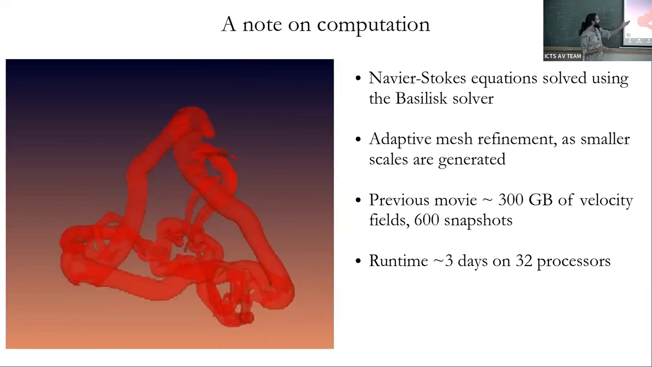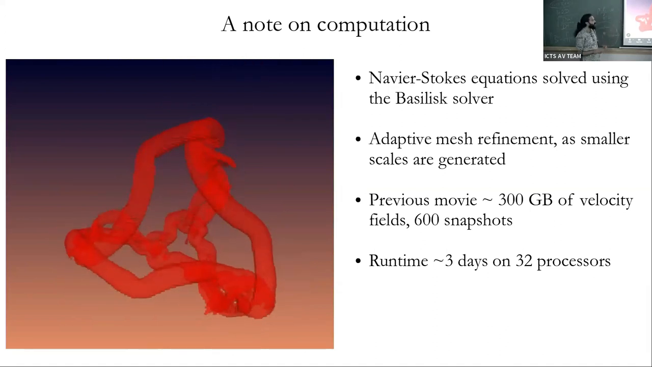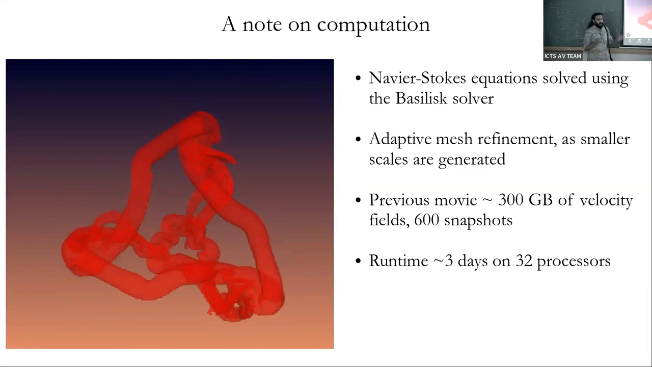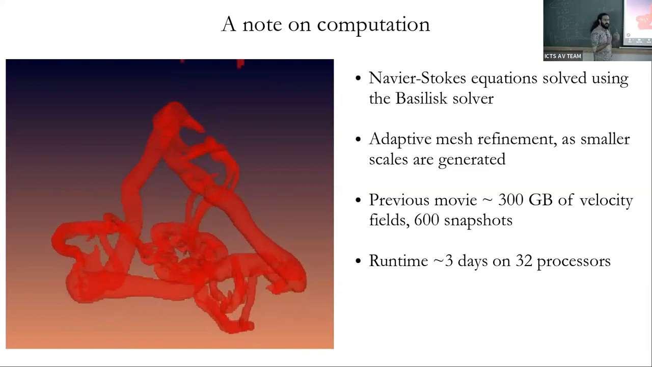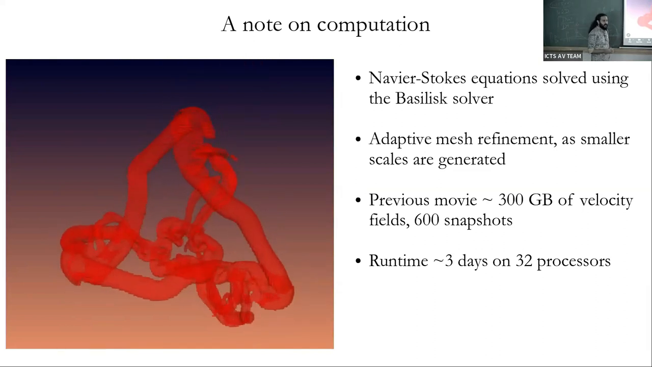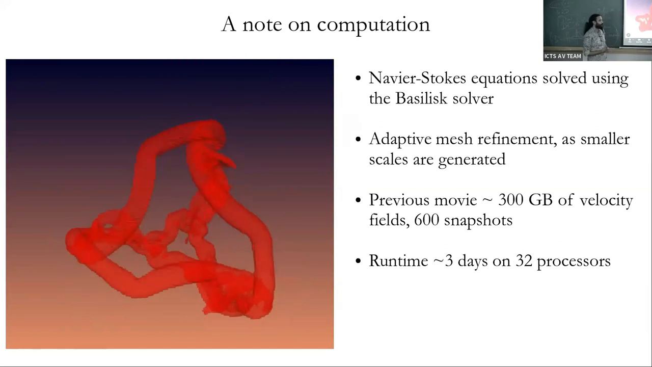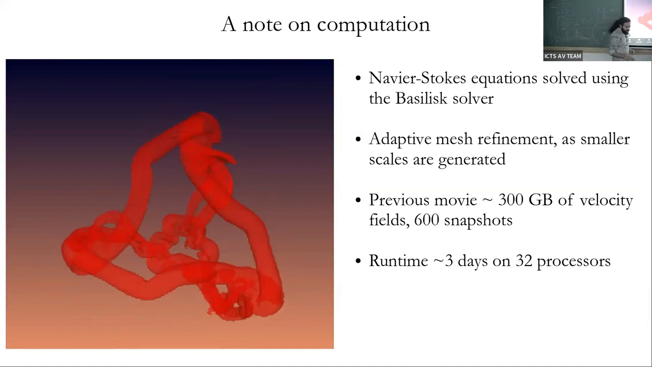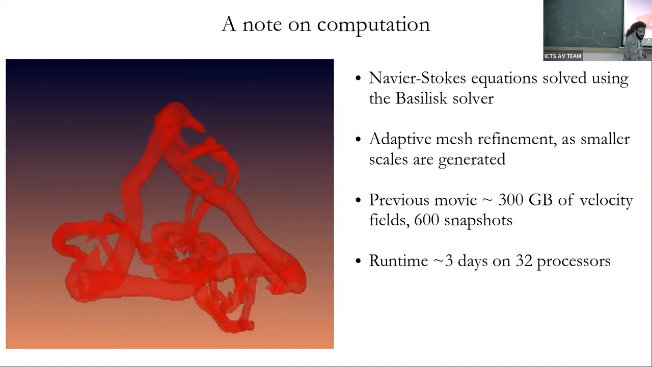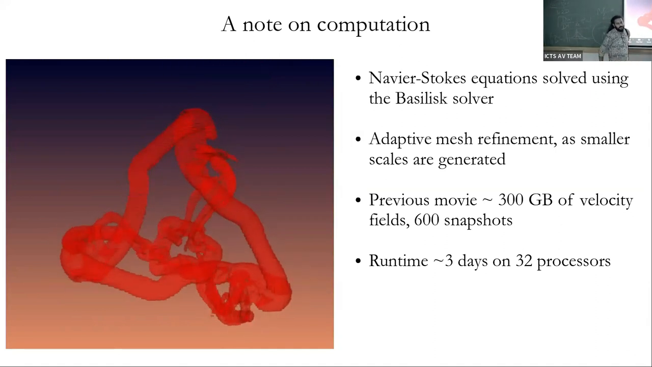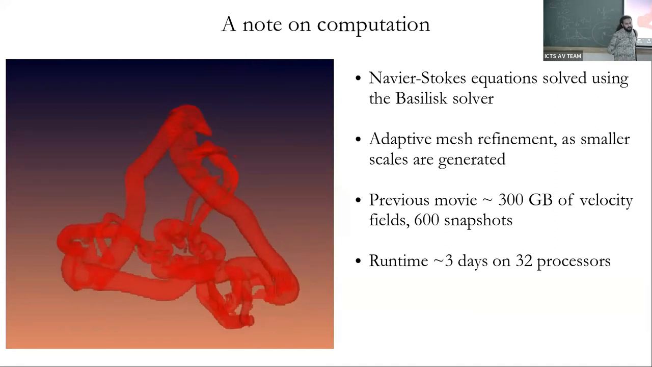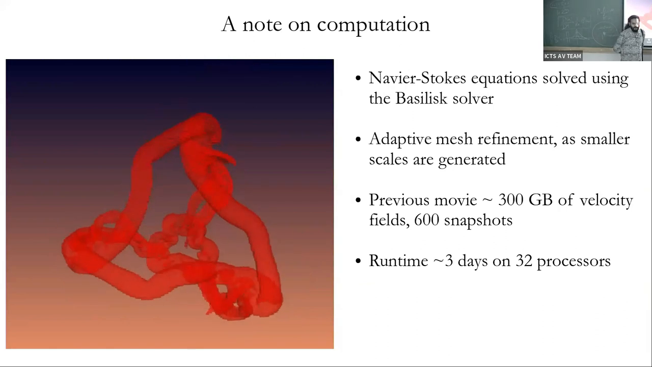To give you a sense of how much data this is, this movie alone would be around 300 GB of data. It takes 3 days to run on, say, 32 processors. So these simulations can get very expensive. But the good thing is you can resolve all of the dynamics. It's only one structure. Imagine if you want to run the cloud or something. Today's computers can't do it. Also tomorrow's computers won't be able to.